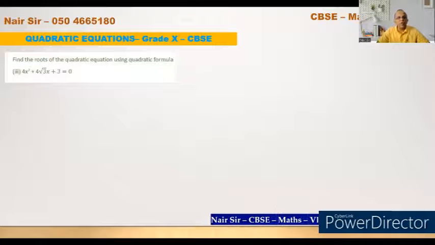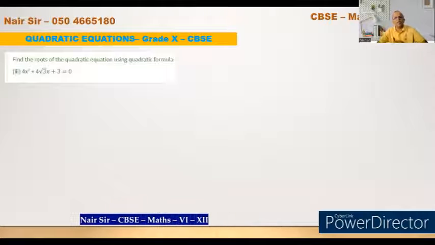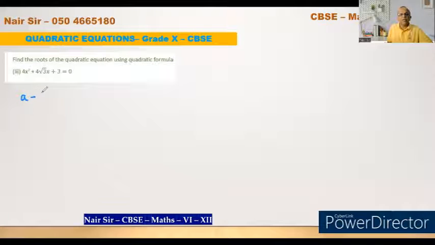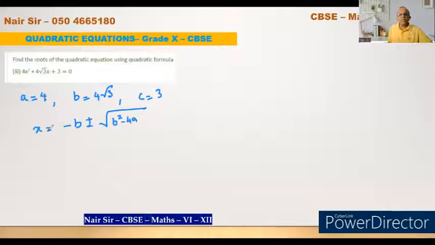Let's go to the third question. Okay, 4x square plus 4 root 3 x plus 3. This also I will solve because it has got a square root. A is equal to 4, B is equal to 4 root 3, C is equal to 3. What is your formula? Formula is x is equal to minus b plus or minus root of b square minus 4ac upon 2a.